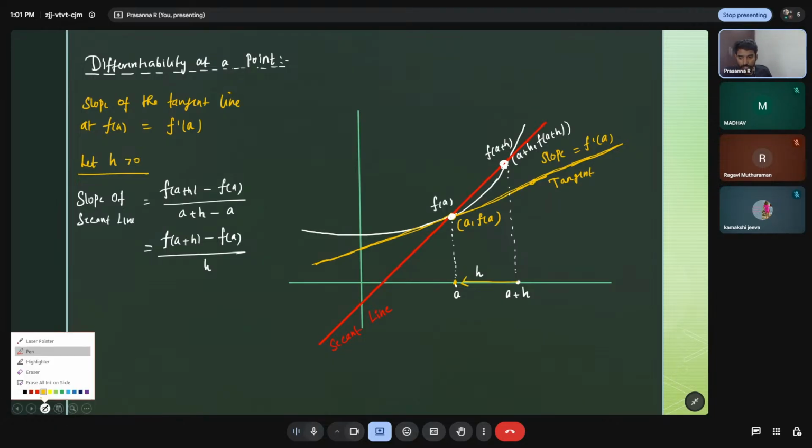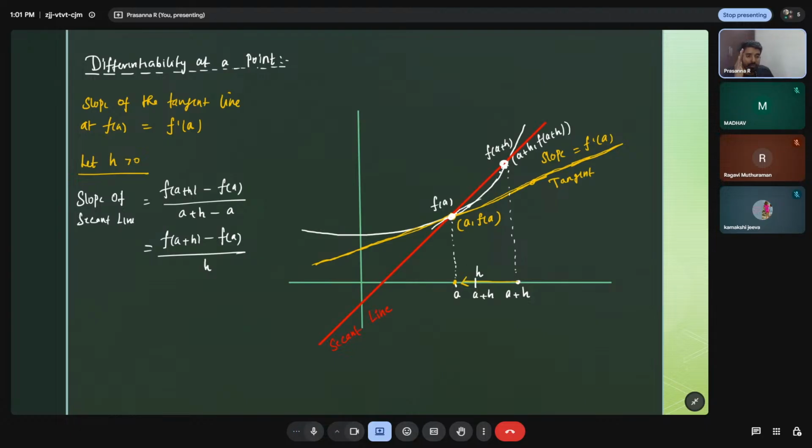See, for example, if my h is very, very small, then a plus h will be here and f of a plus h will be here. Now you connect these two points, it will be a secant line. You can see how close it is to the tangent line, right?